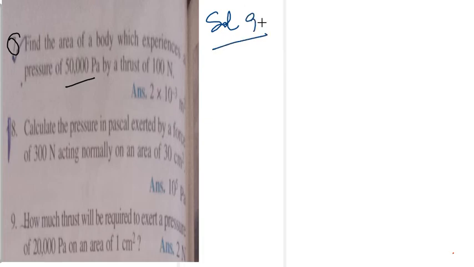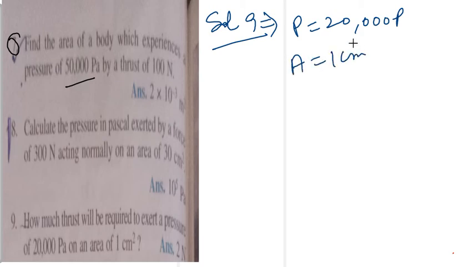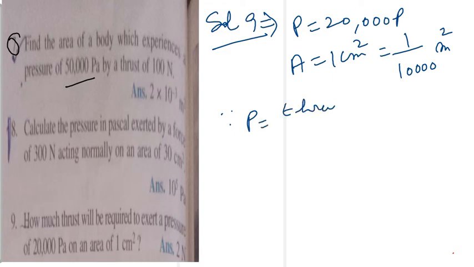Right. So again, I am going to rub it here to make some space for question number 9. Solution to question number 9. How much thrust will be required to exert a pressure of 20,000 Pascal on an area of 1 centimeter square? So P equal to 20,000 Pascal and area A equal to 1 centimeter square. So we will convert this 1 centimeter into meters. So 1 upon 10,000 meter square, right? So as we know, pressure P equal to thrust upon area, right? We have to find out how much thrust.